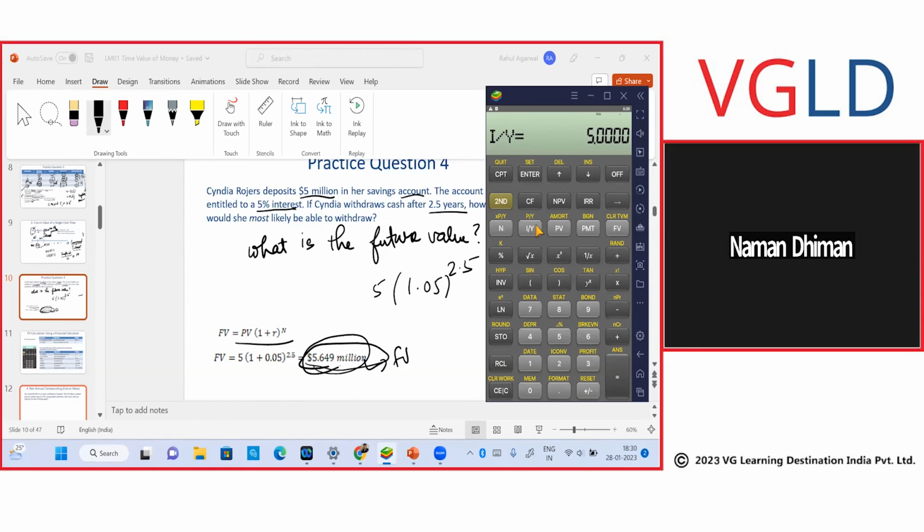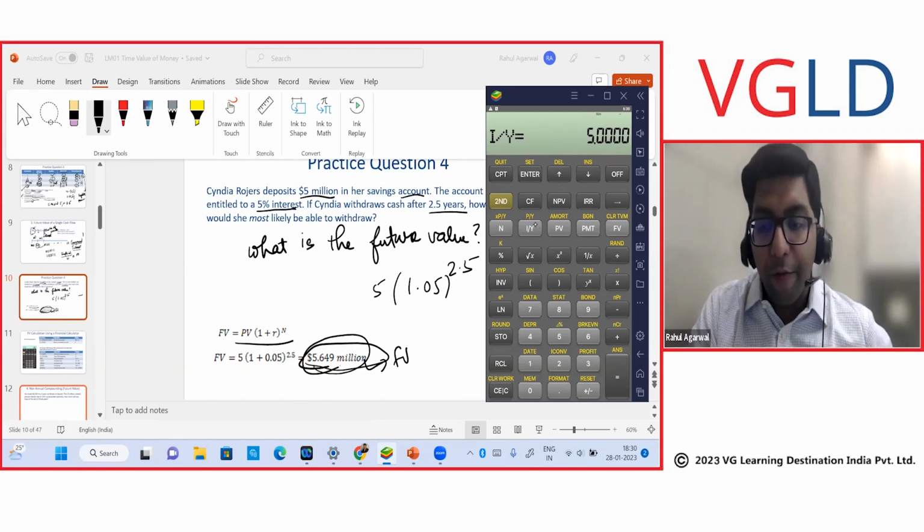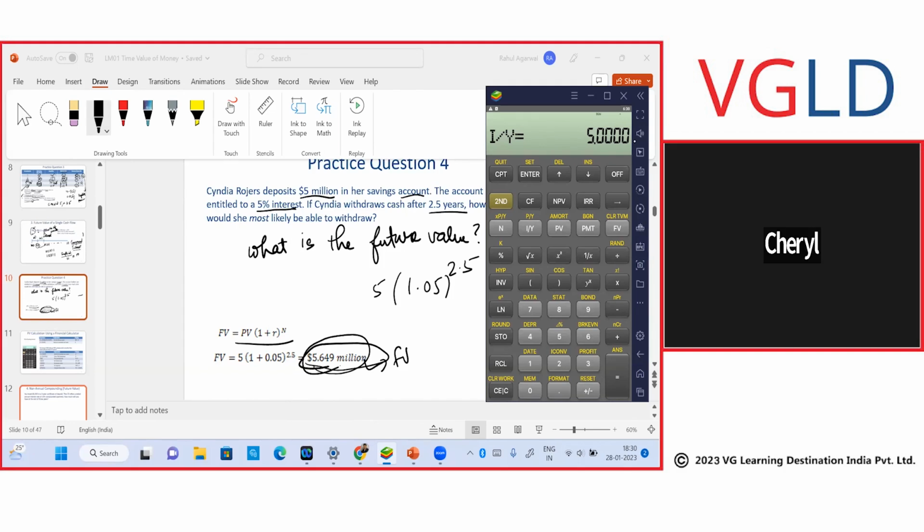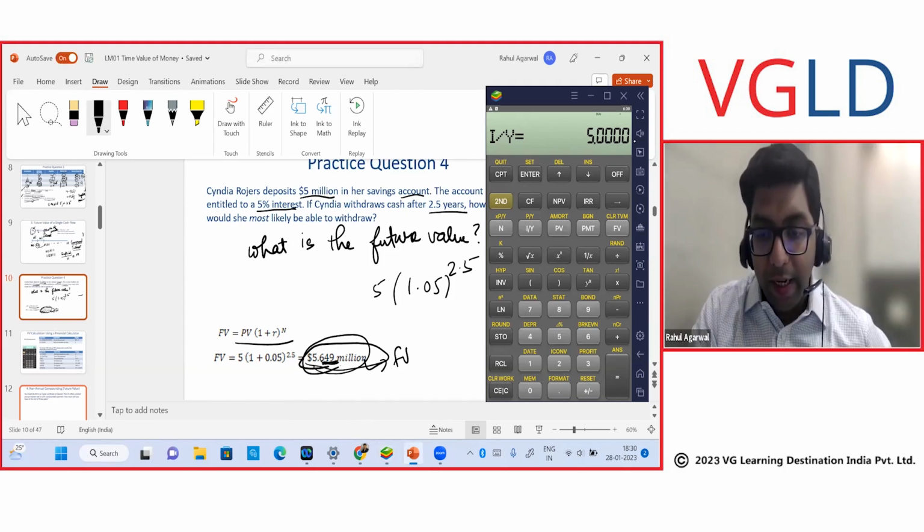Yes, sir. For 5 million, you're just taking the number 5 in the calculator. See, the answer is given as 5.649 million. So if it comes to 5.649, I will select that. The answer is in 3 decimal places, right?